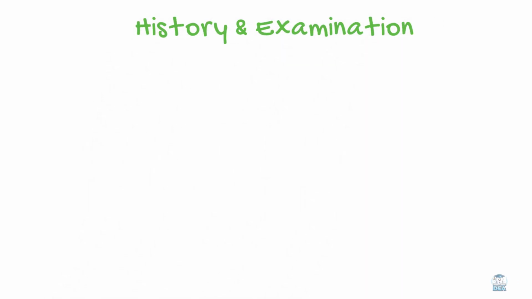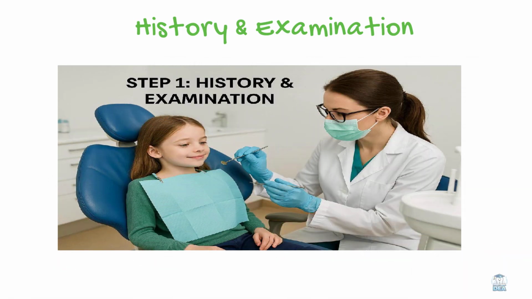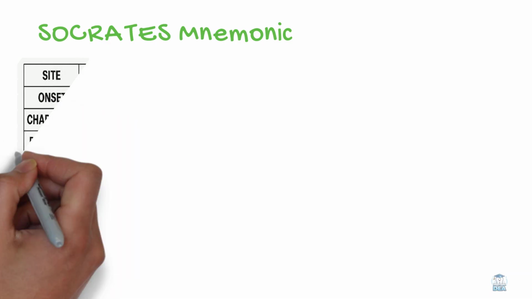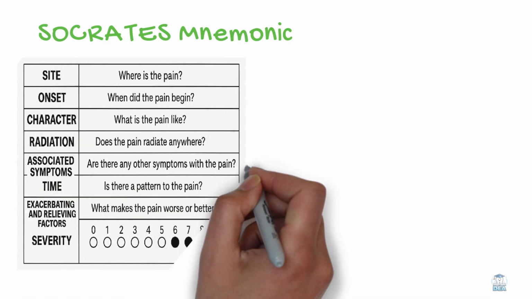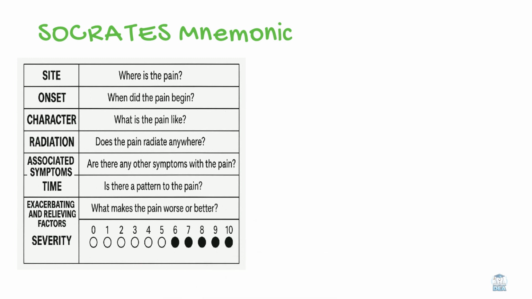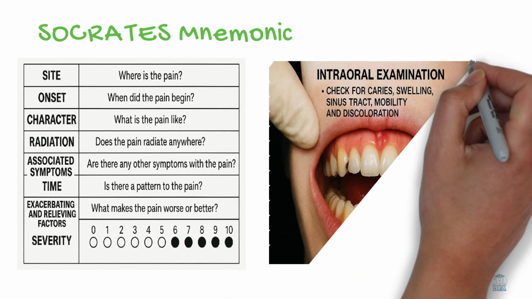Step 1. Take a good history and do a careful examination. Ask the child about pain using the mnemonic SOCRATES: Site, onset, character, radiation, associated symptoms, time, exacerbating and relieving factors, and severity.